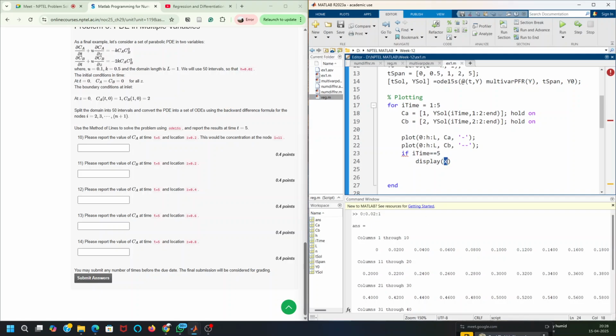So I can display y solve approach, and in this I can display the 10th value. 1, 2, 3.